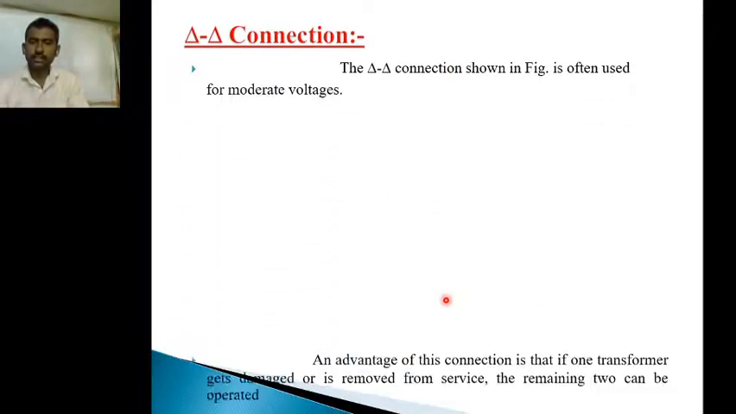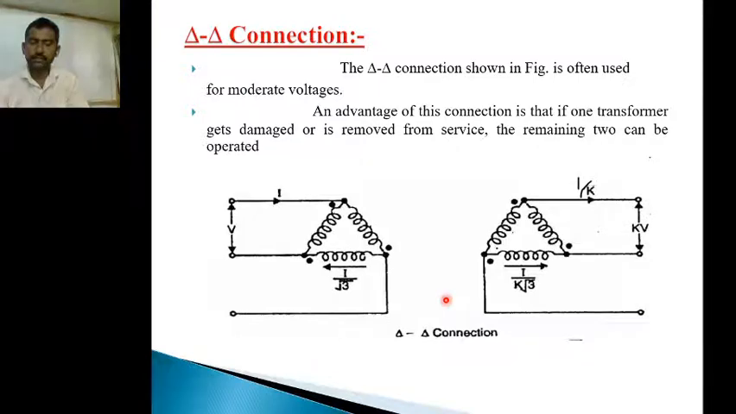So this is the diagrammatic representation of the delta delta connection, and it can be used for low voltage applications. Why? Because if you go for high voltage applications, the insulation material required becomes more, so the cost of the transformer becomes more. That's why we limit the delta delta connection to only low voltage applications. Because the phase voltage is equal to the line voltage, as the voltage increases, the insulation requirement increases.